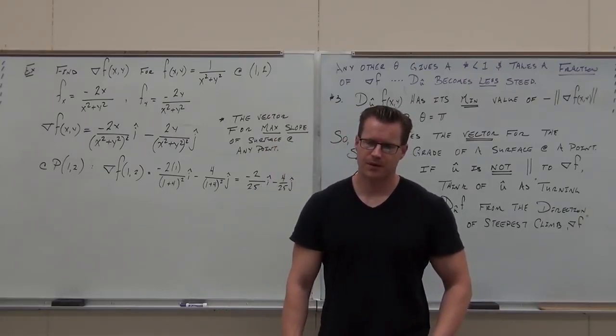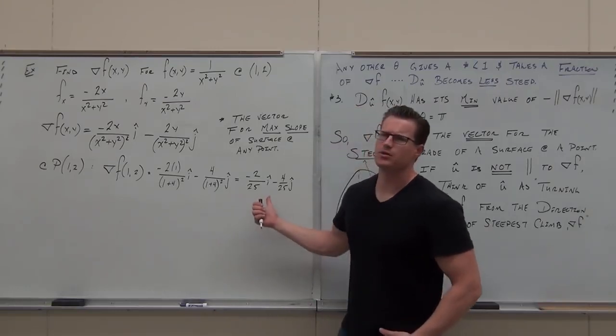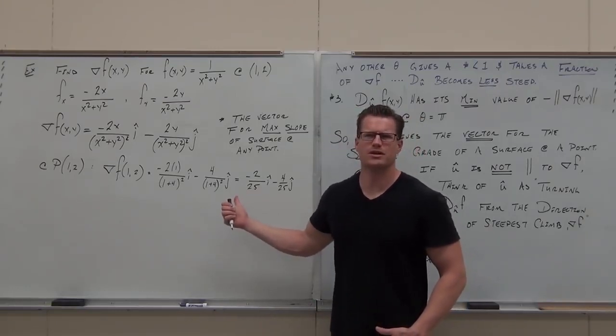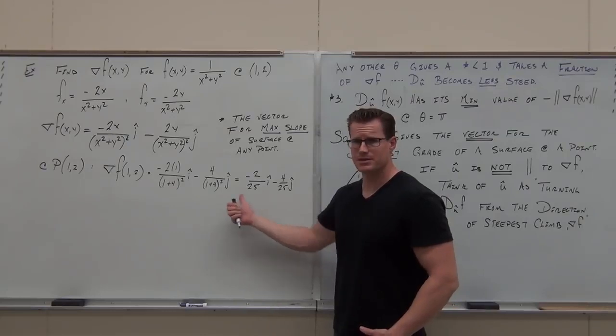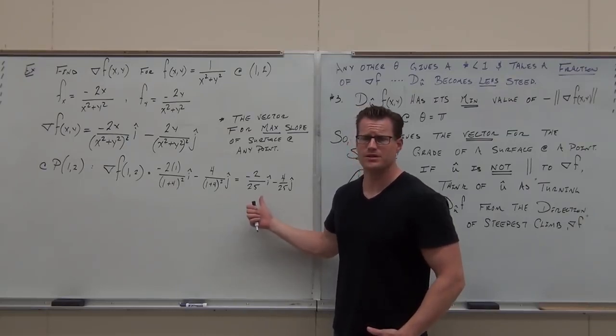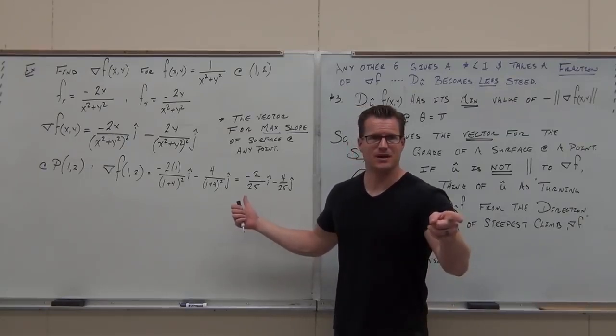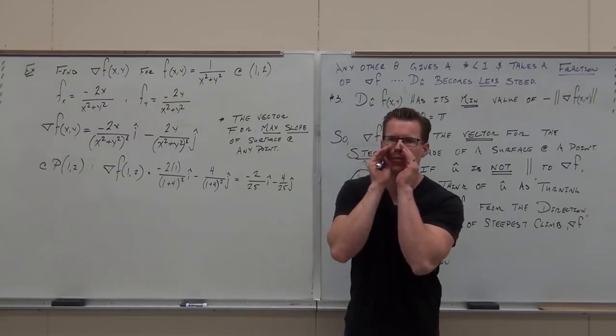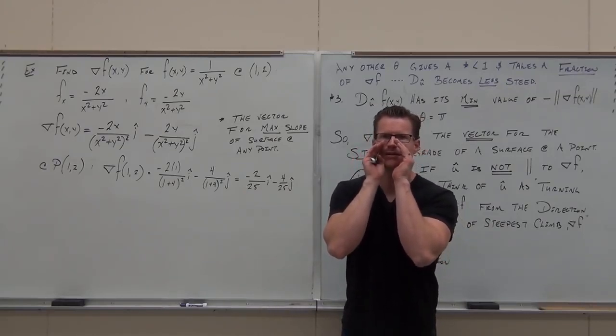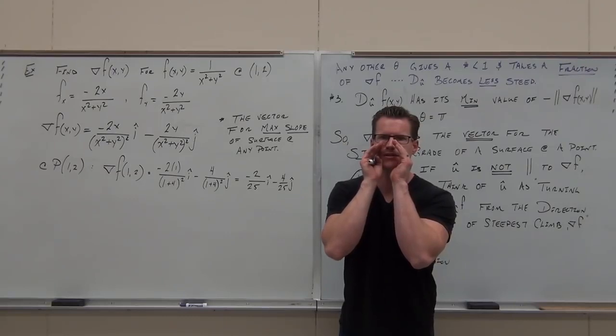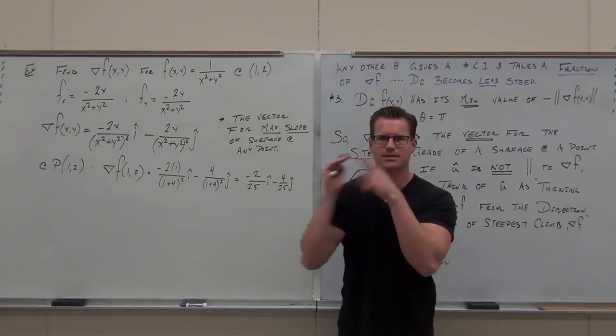Ladies and gentlemen, is this a slope? I know I'm hammering it down, but I want to make sure. Is that a slope? No. What is it? It's a vector. It can't be a slope. It's in 2D, and your surface is 3D. That's not a slope.